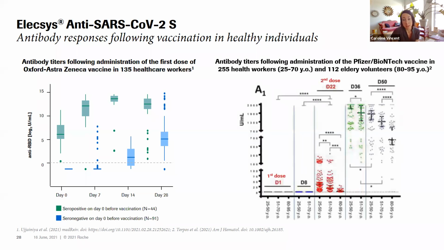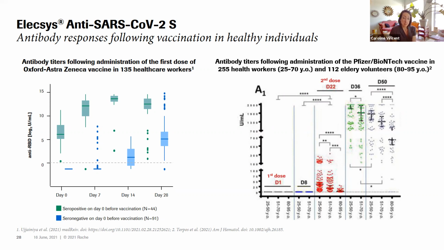Here in this other study, antibody titers were measured over 50 days following the administration of the Pfizer vaccine in a group of 255 health workers who were aged between 25 and 70 years old, as well as a group of 112 elderly subjects aged 80 to 95 years old. So the 2 doses of the Pfizer vaccine were administered on day 1 and 22.